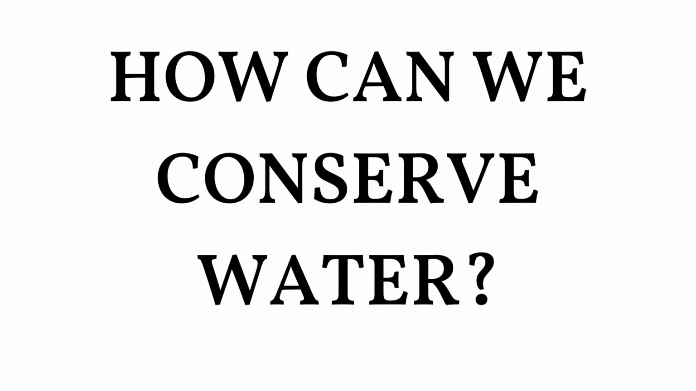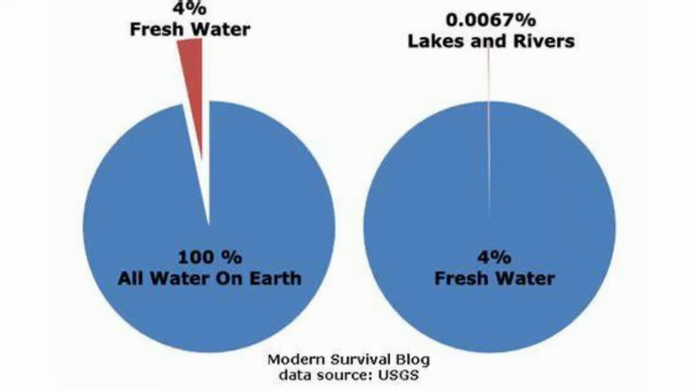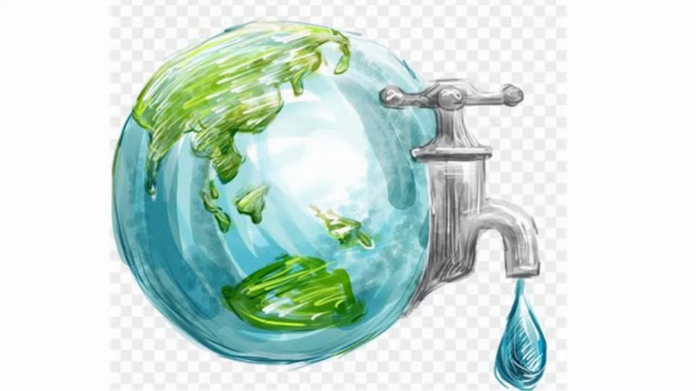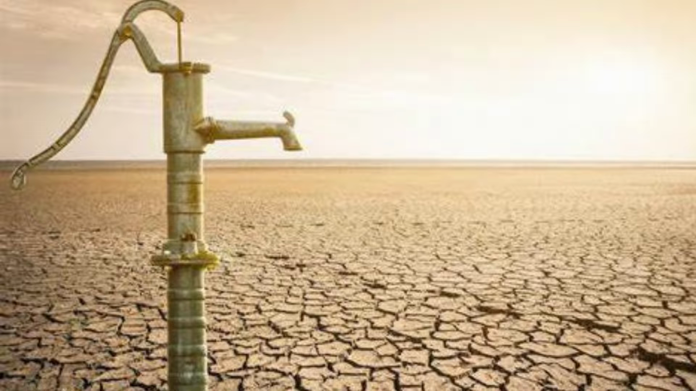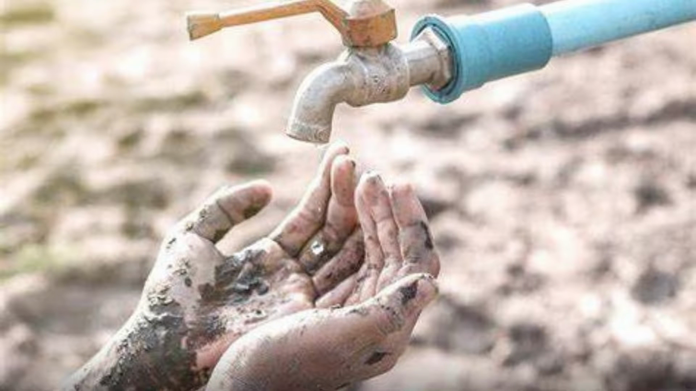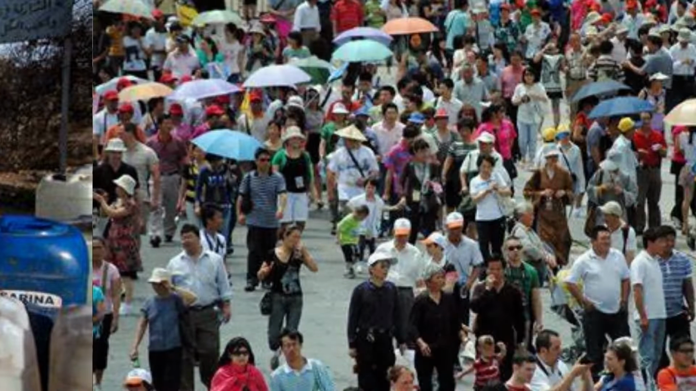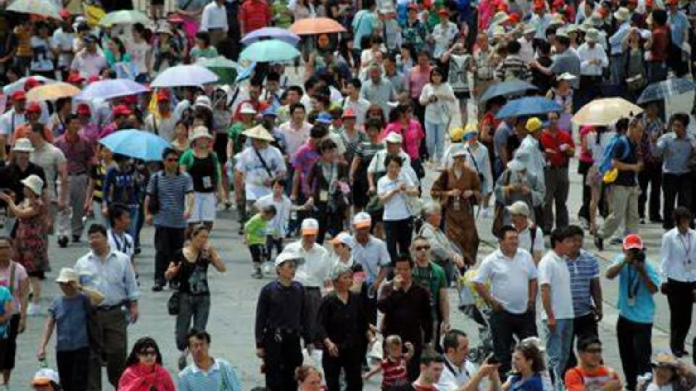How can we conserve water? Only a small fraction of the water available on the earth is fit for the use of plants, animals and humans. Most of the water is in the oceans and it cannot be used directly. The demand for water is increasing day by day. The number of people using water is increasing with rising populations.